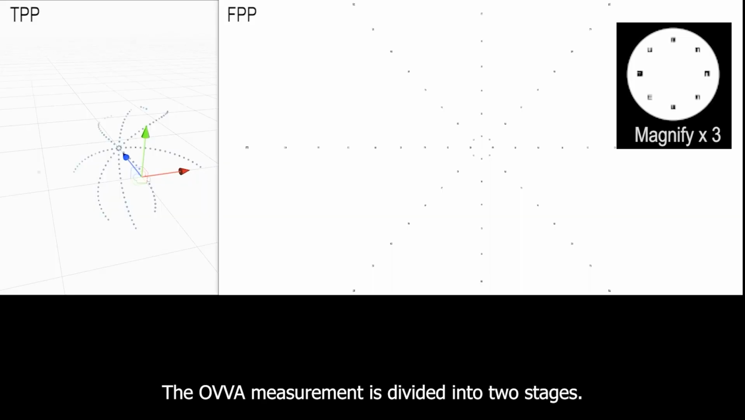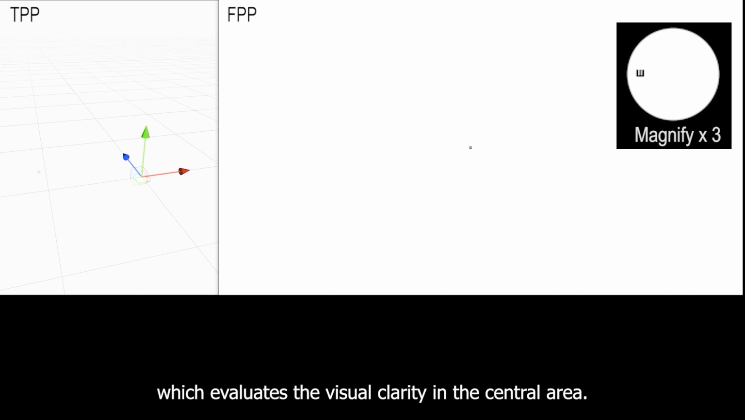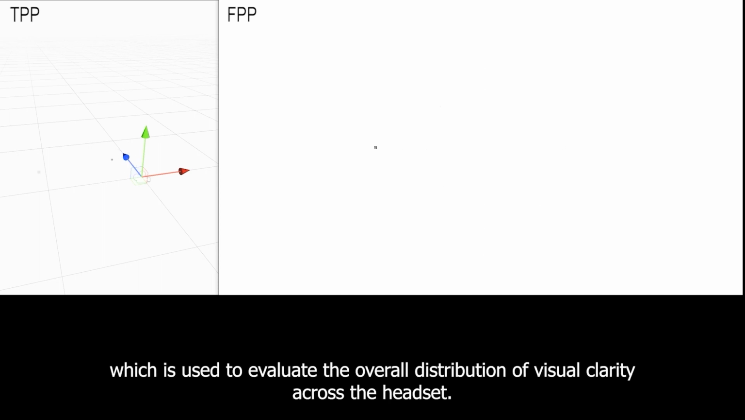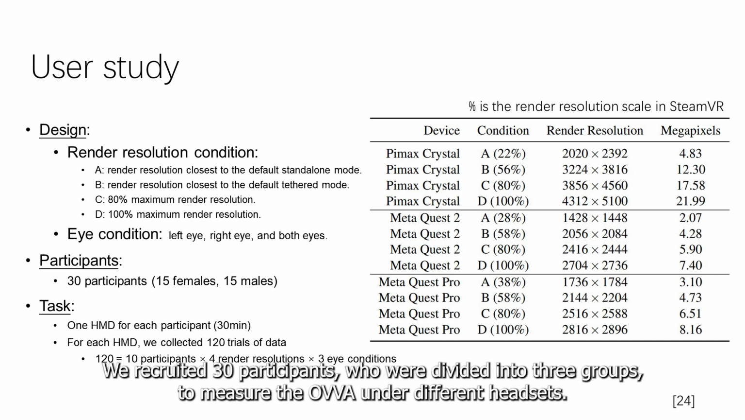The OVVA measurement is divided into two stages. The first stage measures the Central Virtual Visual Acuity, CVVA, which evaluates the visual clarity in the central area. The second stage measures the degradation of CVVA in the non-central area, which is used to evaluate the overall distribution of visual clarity across the headset. In our experiment, we tested 3 types of VR headsets and set up 4 different rendering resolution conditions for each device. We recruited 30 participants, who were divided into 3 groups, to measure the OVVA under different headsets.